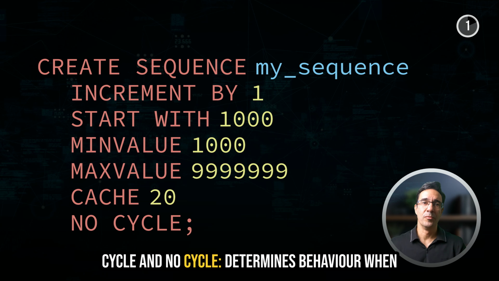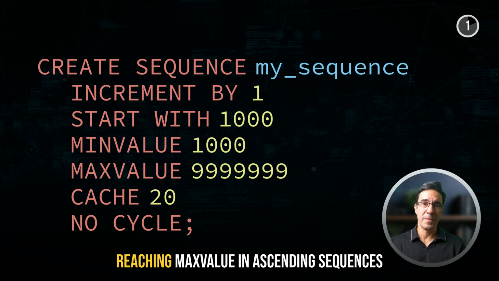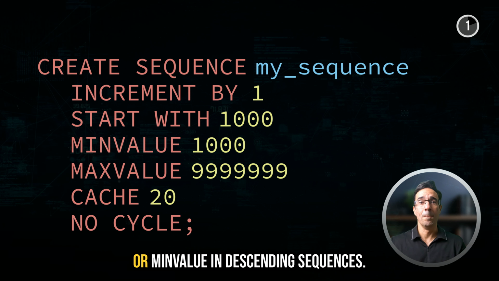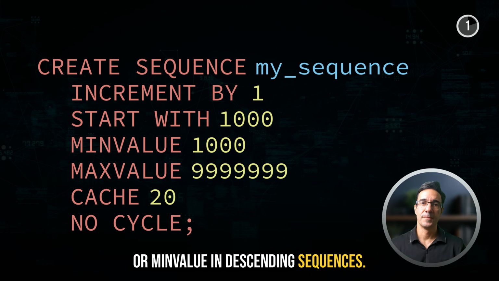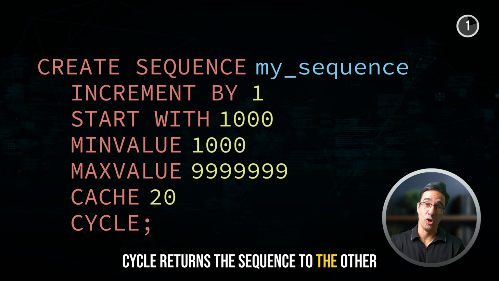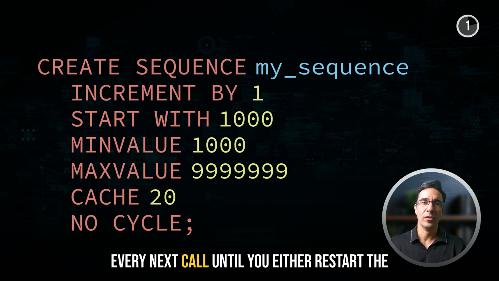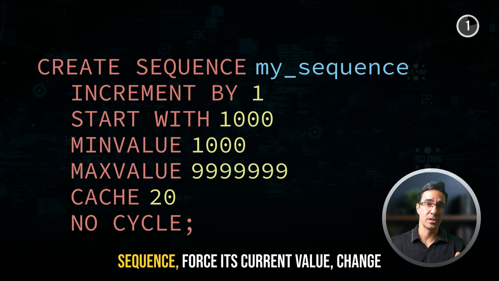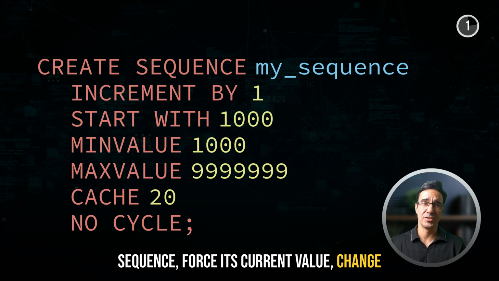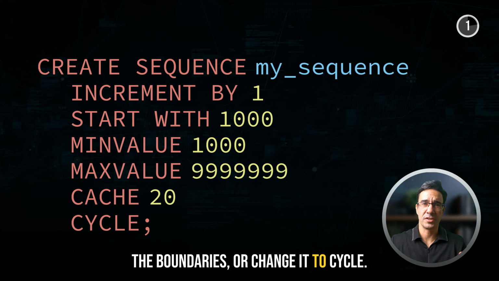Cycle and no cycle determines behavior when reaching max value in ascending sequences or min value in descending sequences. Cycle returns the sequence to the order value, while no cycle raises an error on every next call until you either restart the sequence, force its current value, change the boundaries, or change it to cycle.